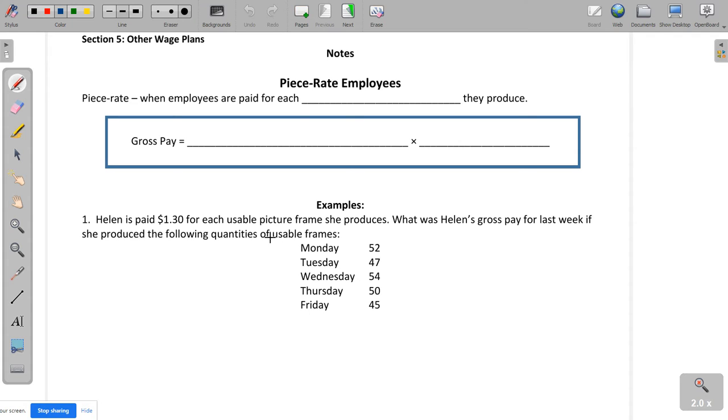A piece rate is when employees are paid for each item or piece that they produce. You're going to see this more in factories or with people who make their own items to sell. To find gross pay, we take the number of items and multiply it by the rate of the piece.